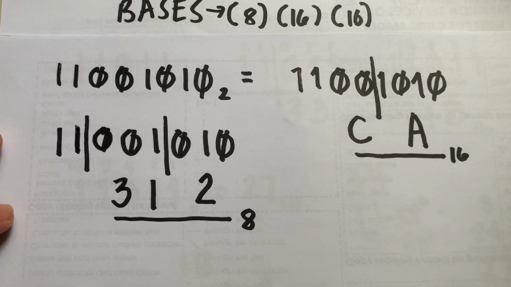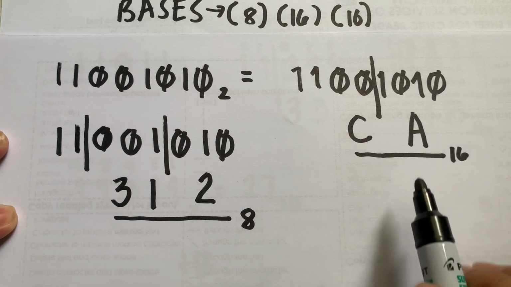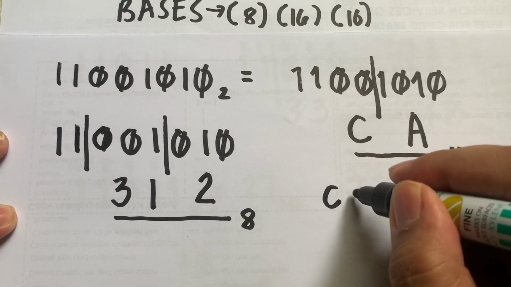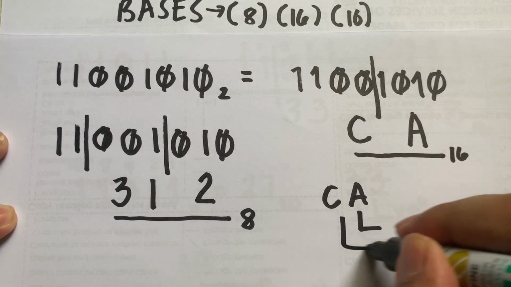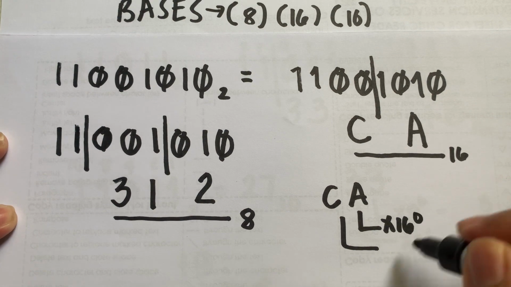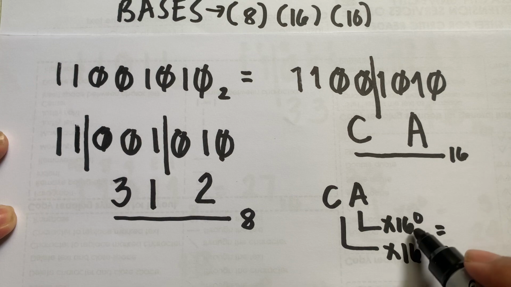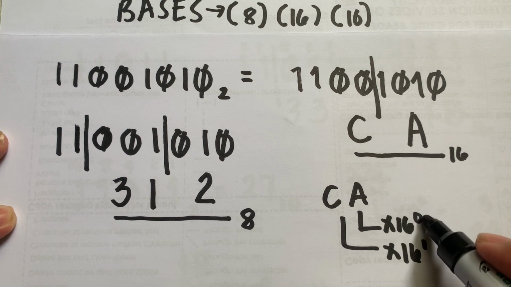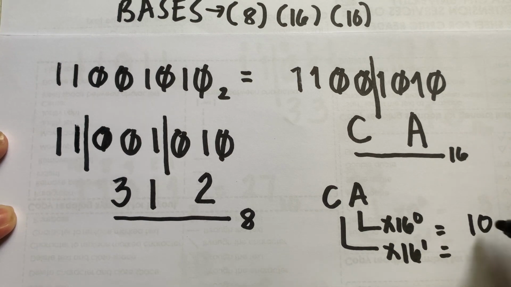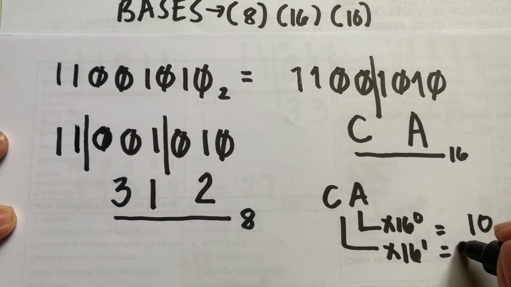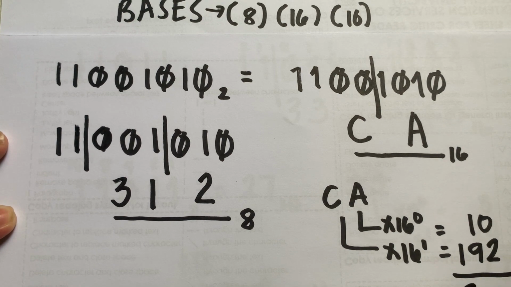To get its decimal conversion, we will be using the hexadecimal digits. So we have CA, we multiply it by exponents of 16 raised to 0 and 16 raised to 1. So this is 1 times A, which is 10. Then we have 16 times 12 is 192. So the decimal equivalent is 202.